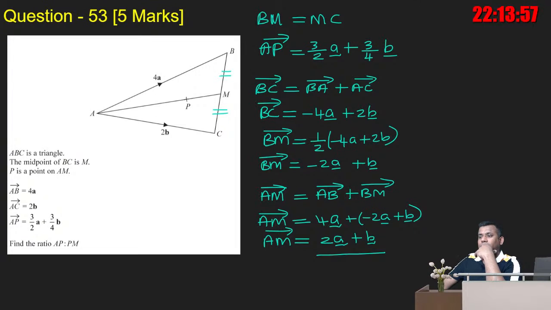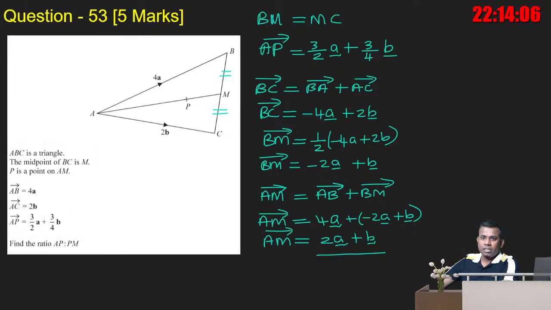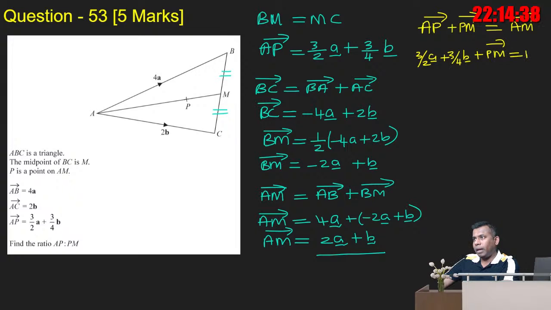AM vector is 2a plus b. I'm just changing the color. Now you can see APM is a straight line. So AP plus PM is equal to what? AM. AP we already know is 3 over 2a plus 3 over 4b, plus PM, equals AM.